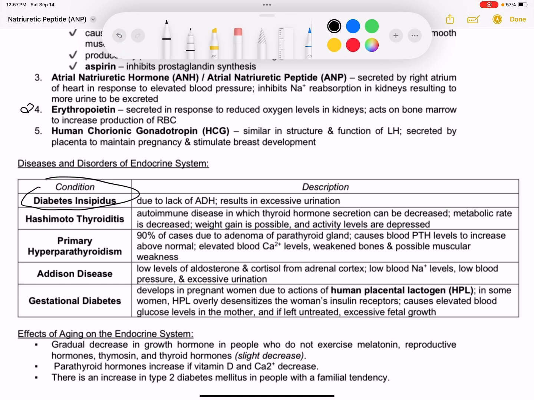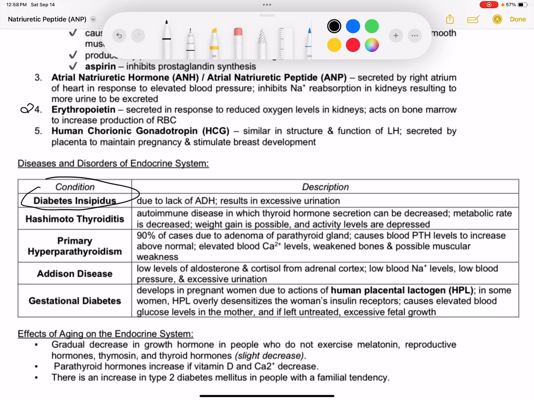So, the main complication of diabetes insipidus is dehydration, which happens when your body loses too much fluid and electrolytes to work properly. Okay? Due to the lack of antidiuretic hormone, the person keeps urinating, which leads to dehydration. That is why there is excessive urination.